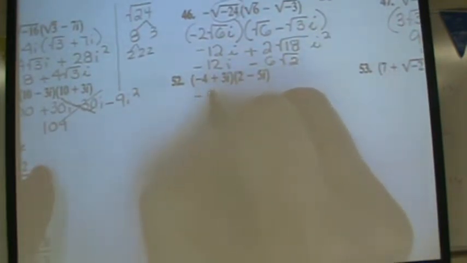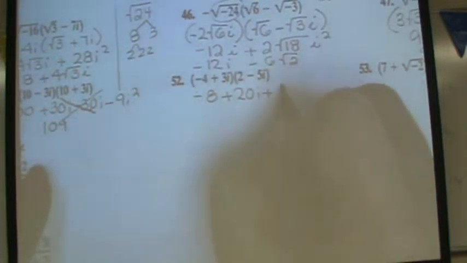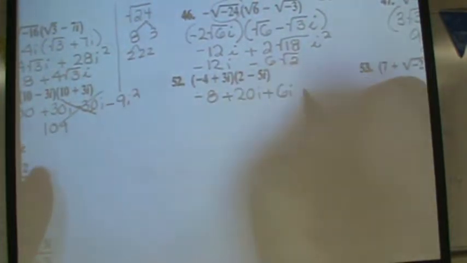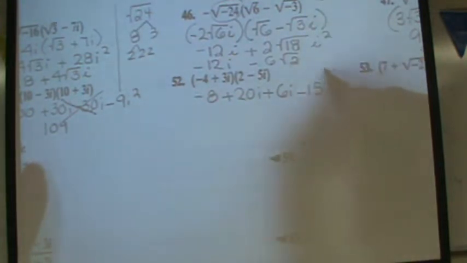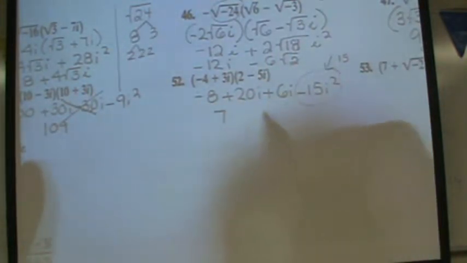52, negative 4 times 2 is negative 8. And this is plus 20i, plus 6i, and then minus 15i squared. So this whole thing is actually equal to 15. This piece equals 15. 15 minus 8 is 7, and then plus 26i.